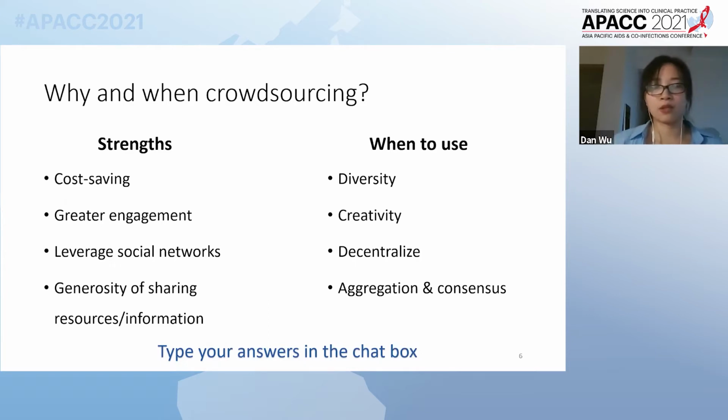And also, if you're aiming to, for example, decentralize power from the top level to the grassroots communities, then it's a good way. And also, if you want to, for example, aggregate different ideas and then achieve some sort of consensus of a specific group, or develop some consensus in a practical guide, then it's a really efficient and rapid way to solicit a different set of ideas for developing this consensus.